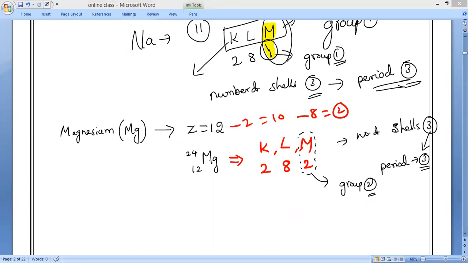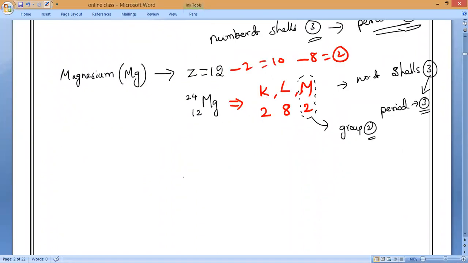Clear? Sanjay? Next example you can take. Third one. Metallic or non-metallic nature. You can make it. Metallic or non-metallic nature.